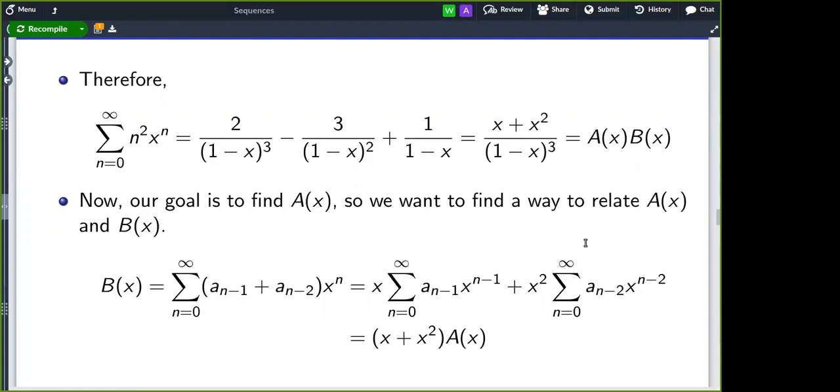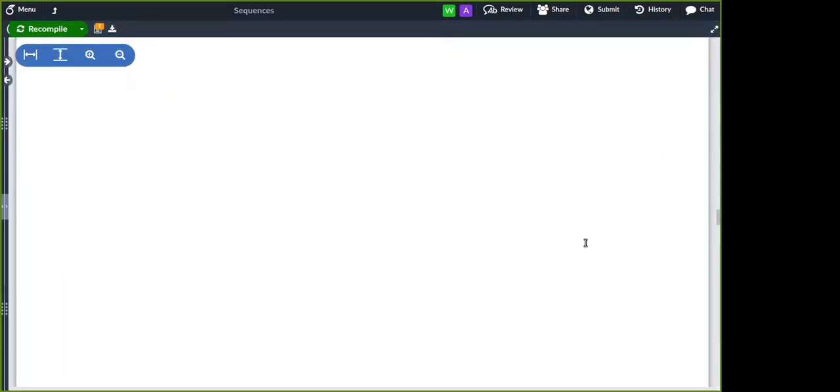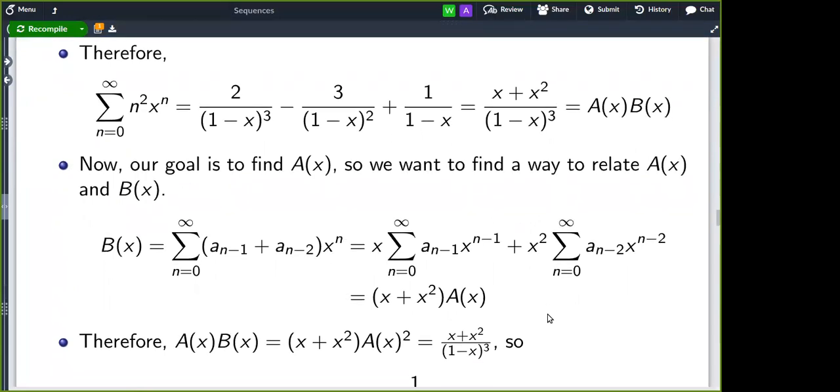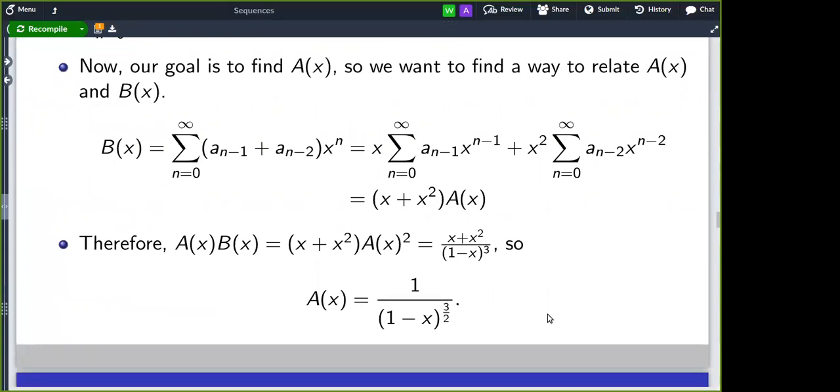And so then if we just substitute this into a of x times b of x is x plus x squared over 1 minus x cubed, then we get this. And after canceling x plus x squared, we have a of x is 1 over 1 minus x to the 3 halves. And so now the question is, how do we find the general term of this generating function?